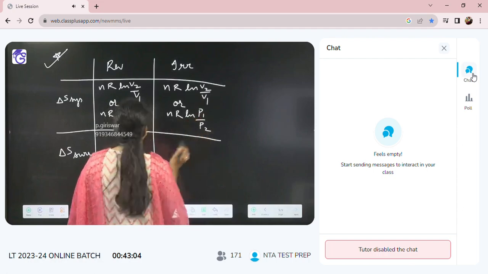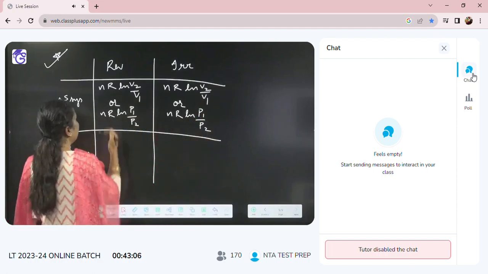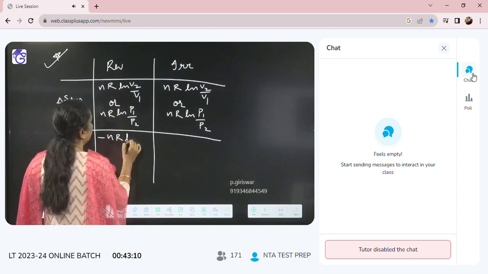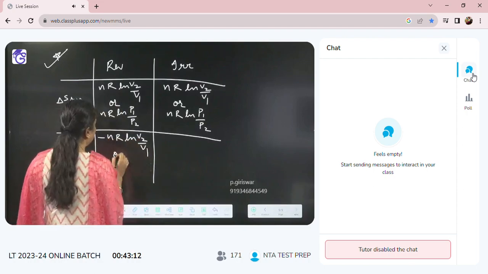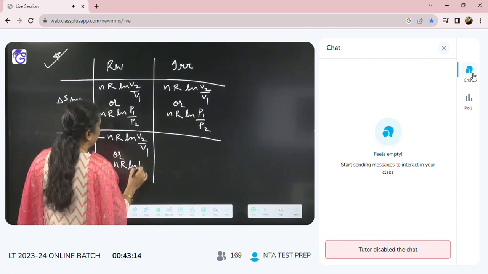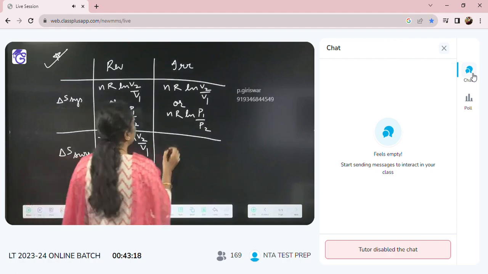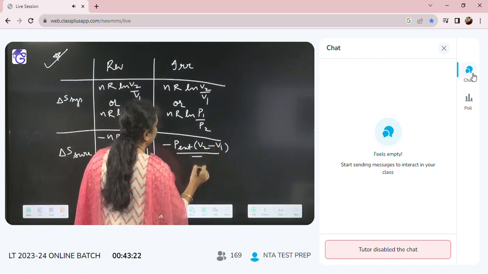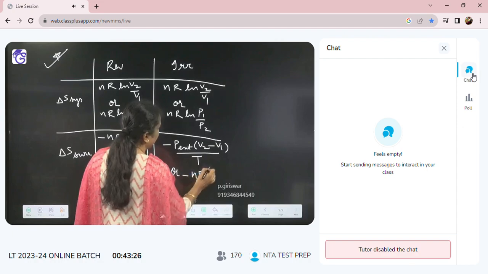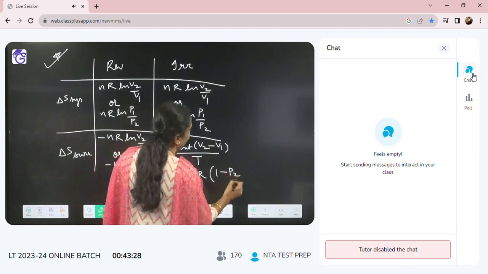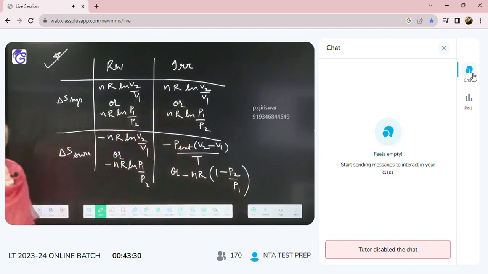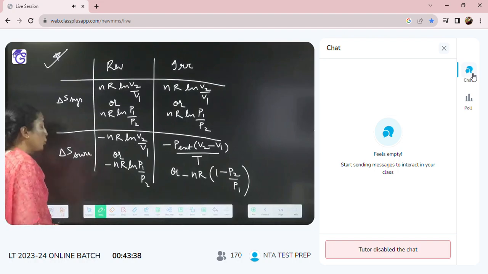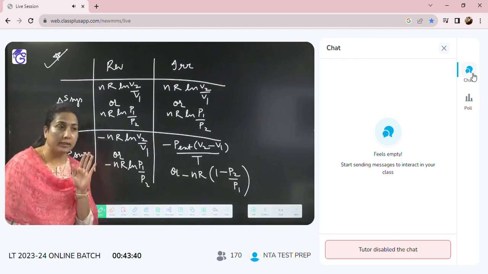For a reversible process, delta S surrounding is the minus of it: minus nR ln V2 by V1 or else minus nR ln P1 by P2. And here, for irreversible, it is going to be minus P external (V2 minus V1) upon T or else minus nR times (1 minus P2 upon P1). Do remember the formula, that is most important here. So do memorize the formulas before coming for the next class.